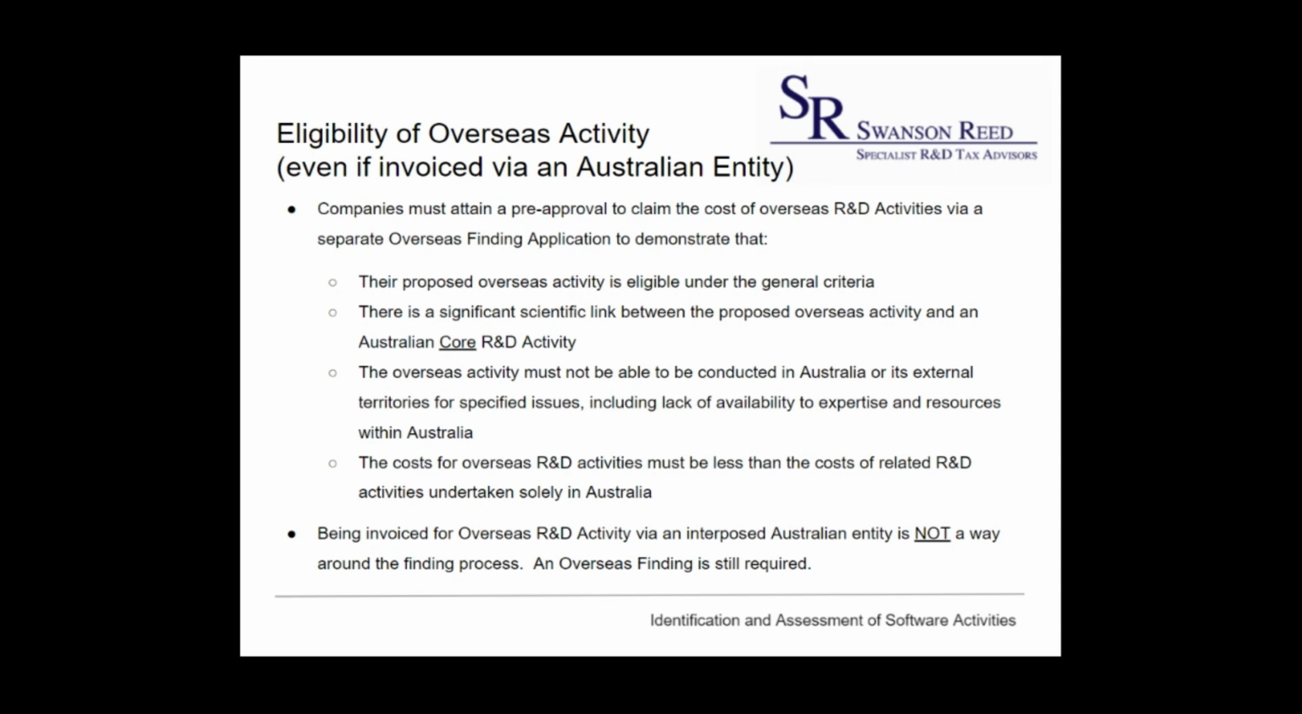demonstrate that the work underlying any activities claimed was carried out in Australia and not subcontracted out or otherwise performed overseas. For example, if an R&D entity engages an Australian company to undertake R&D activity on their behalf, and then this Australian company subcontracts the development activity to an overseas-based development team, then the cost of this activity will not be eligible to the R&D entity unless they had attained an overseas finding.